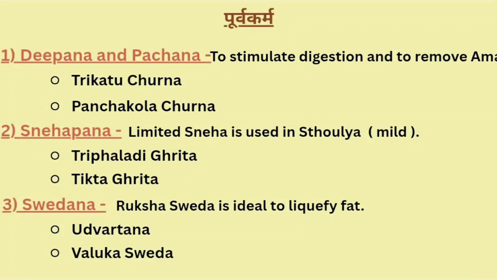Purva Karma involves Deepana Pachana, Snehapana, and Svedana. Deepana and Pachana is done to stimulate digestion and to remove ama. Trikatu Churna and Panchakola Churna are used. In Snehapana, limited Sneha is used in Staulya. Tiktaka Ghrita, Triphaladi Ghrita is used. In Svedana, Ruksha Sveda is ideal to liquefy fat. Udvartana and Valuka Sveda is indicated.